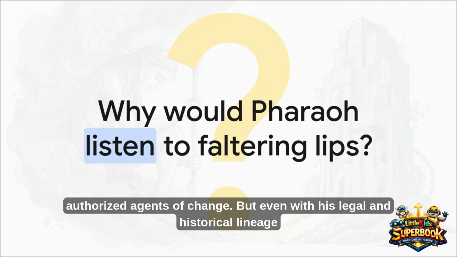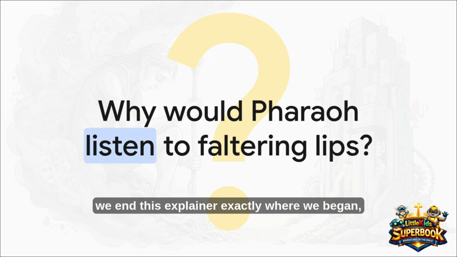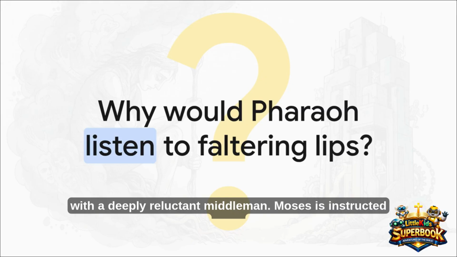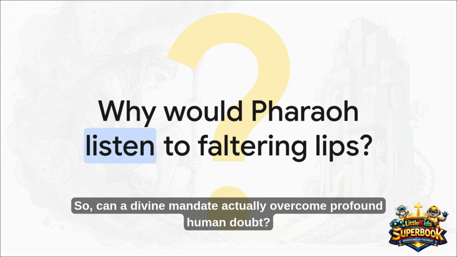But even with his legal and historical lineage proven, and God's sweeping promises completely restated, we end this explainer exactly where we began, with a deeply reluctant middleman. Moses is instructed once again to go tell Pharaoh to let the people go. So, can a divine mandate actually overcome profound human doubt?